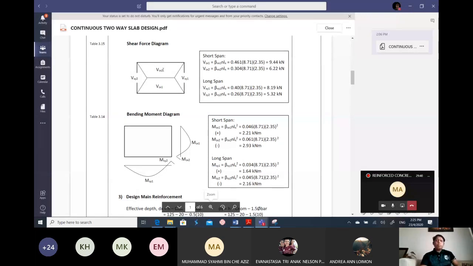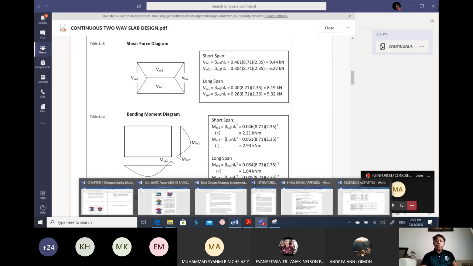Let's say we have an interior panel. Saya bagi satu example on interior panel. I will draw for you one example.